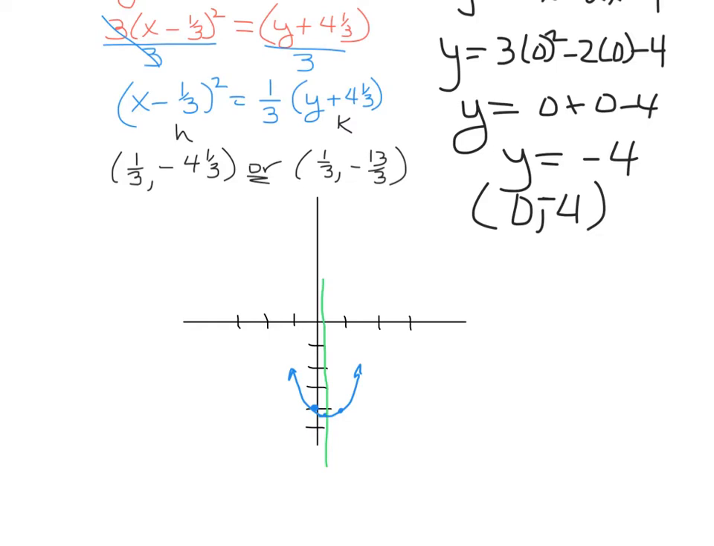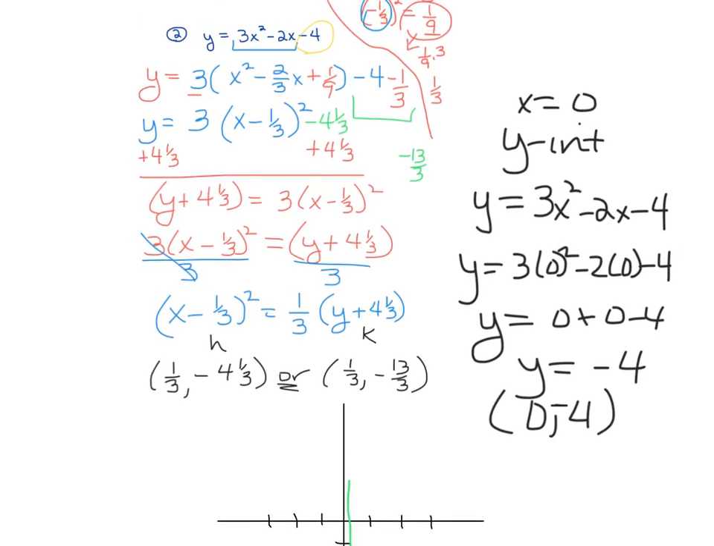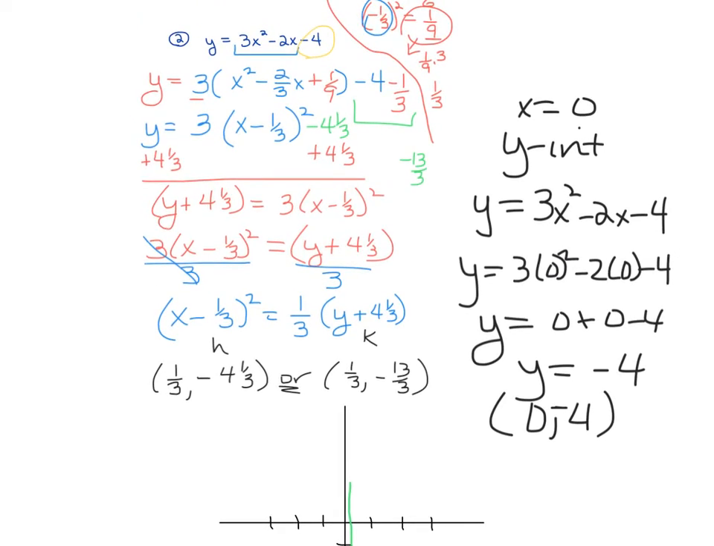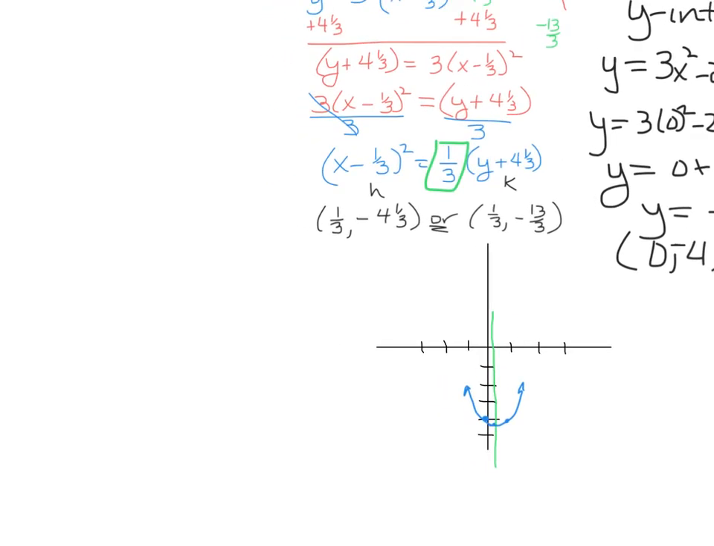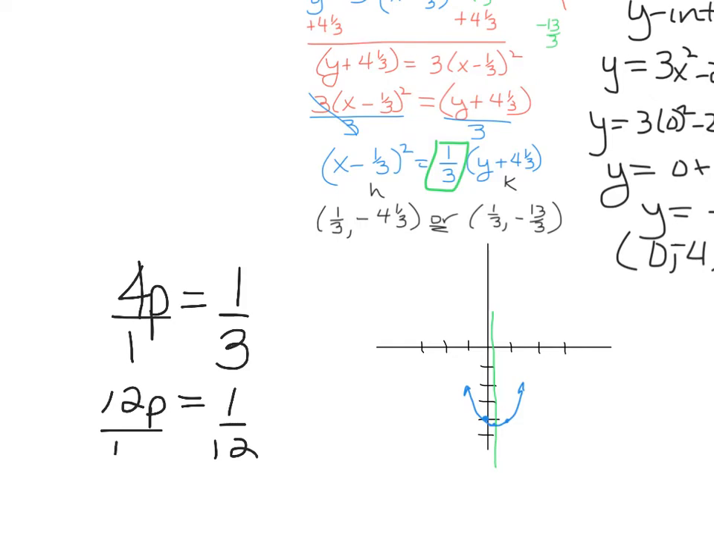Now, I need to find the focus and the directrix. Again, my p-value, did I ever solve for that? No, I did not. Let's go back now and calculate p. So again, remember 4p is equal to this 1/3. So 4p equals 1/3. I could solve this as a proportion or multiply by the reciprocal because I'm dividing by 4. So if I put a 1 under that and do the cross products, I get 12p equals 1. Divide by 12, and p equals 1/12.